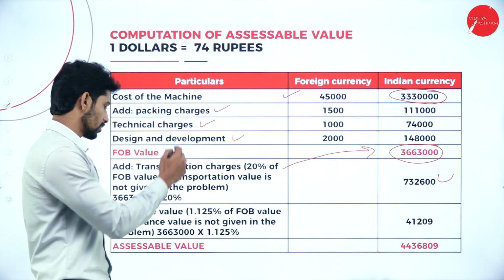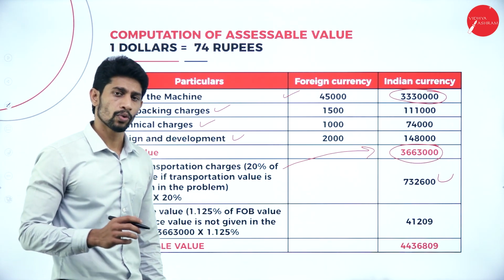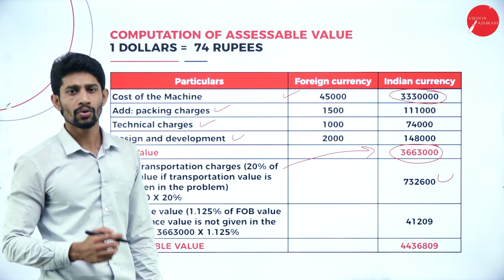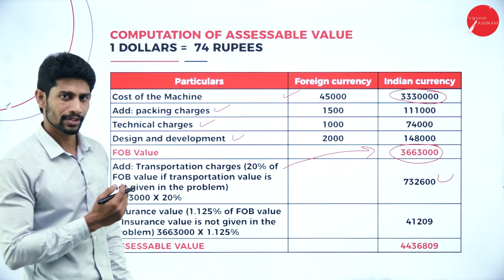So next, insurance value. Insurance value is also not given in the problem, right? So what are you supposed to do now? You are supposed to add 1.125% of FOB value as insurance charges.